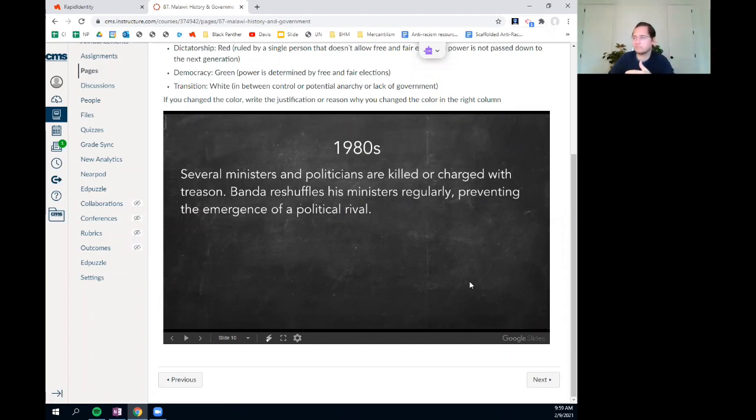Banda, he reshuffles his ministers regularly, preventing the emergence of a political rival. If he gets a feeling that somebody's going to take over, he gets rid of them real quick and he shuffles things around so they can't gain momentum. Okay?